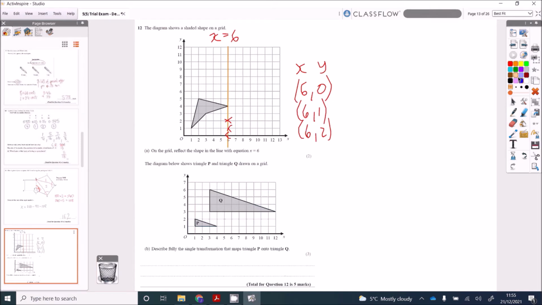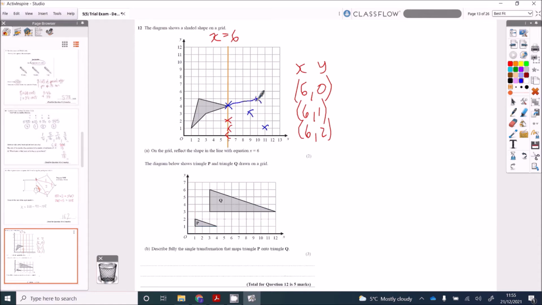So after you've got the mirror line drawn in, you've just got to reflect all the points across that mirror line. That point there is bang on the mirror line, so that doesn't move. That point there is 1, 2, 3, 4, so it goes 4 the other way. That point there is 3 away. That point is 5 away. So there are your points.